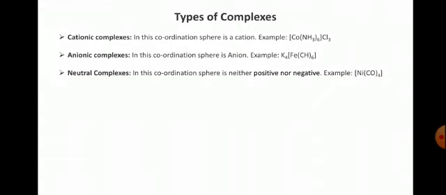In the last one, you have Ni(CO)4. There is nothing outside. That means the complex is neither cationic nor anionic. So it's a neutral complex. So if the complex has positive charge, it will be cationic. If the complex has negative charge, it will be anionic. And if the complex has neutral charge, as there's no charge, it will be neutral.